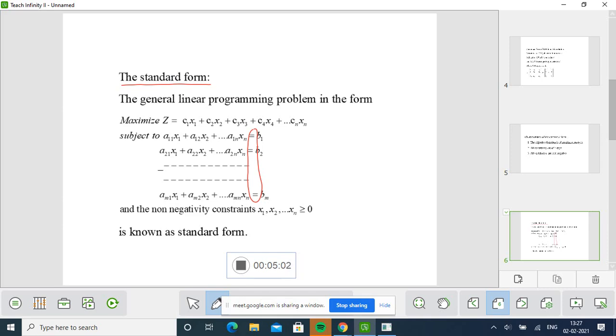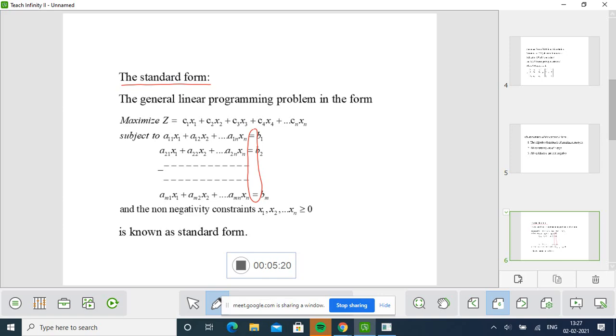Similarly, am1 x1 plus am2 x2 plus amn xn equal to bm. And what is the non-negativity constraint? All your xi's are greater than or equal to 0. So this is the main difference between your canonical form and the standard form.